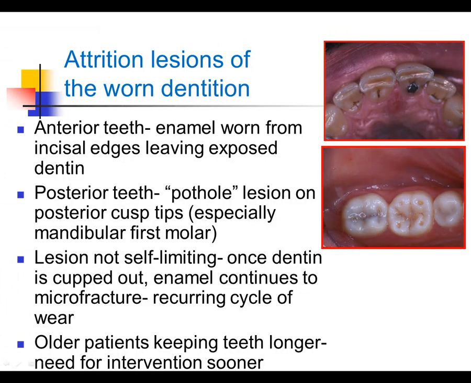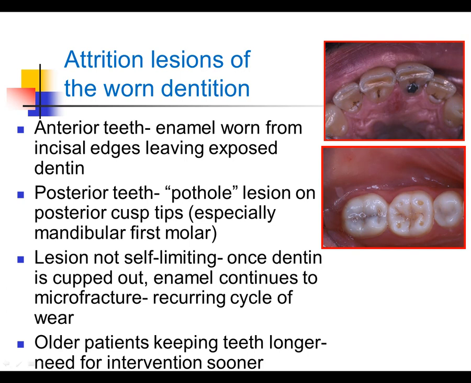We're going to focus on attrition. Attrition are lesions of the worn dentition. As you can see in the image on the upper right hand side, we can see worn maxillary incisal edges, or mandibular first molar, where we see wear on the buccal and lingual cusps, creating these pothole lesions. And so in the anterior, we see wear from the incisal edges, eventually wearing through the enamel, leaving exposed dentin. In the posterior, it starts as a pothole lesion on the posterior cusp tips, especially the first molars.